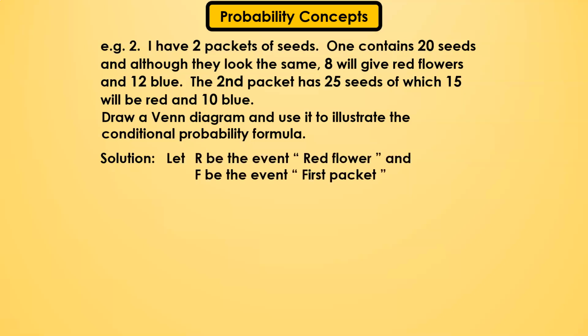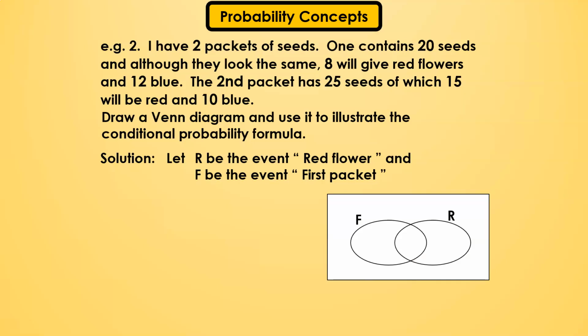So again, we need to be careful with the events. It's very tempting to do 2 circles and say one's red, one's blue. In this case, one of the circles is whether it's red or not. So not red is obviously blue, and whether it came from the first packet or not, which is the second packet. So we end up with our Venn diagram here.